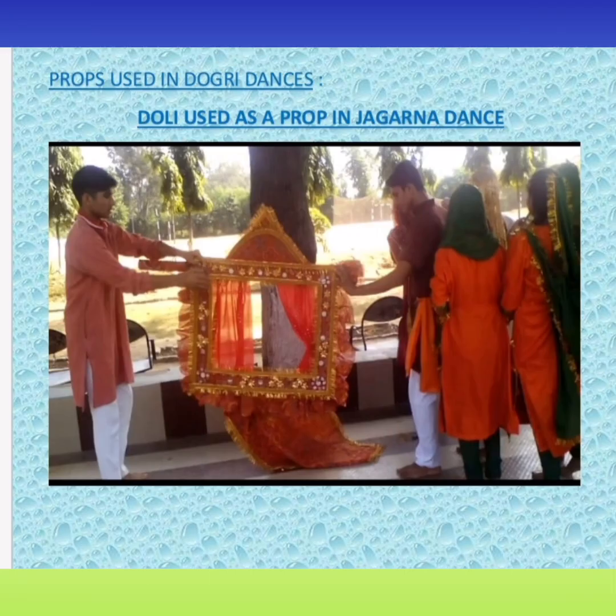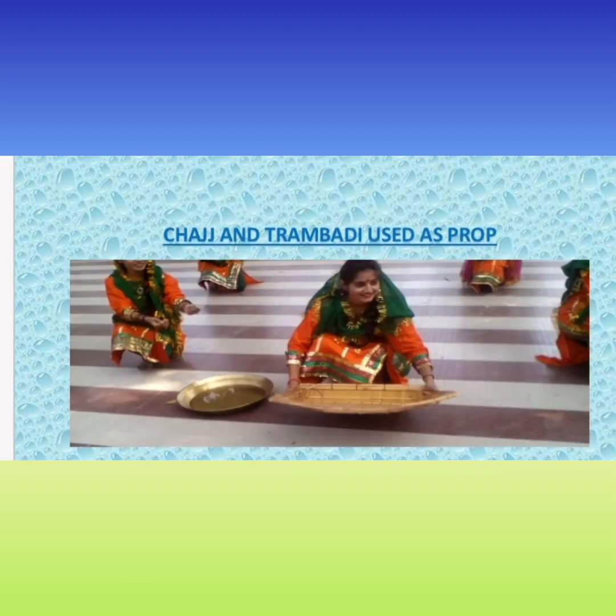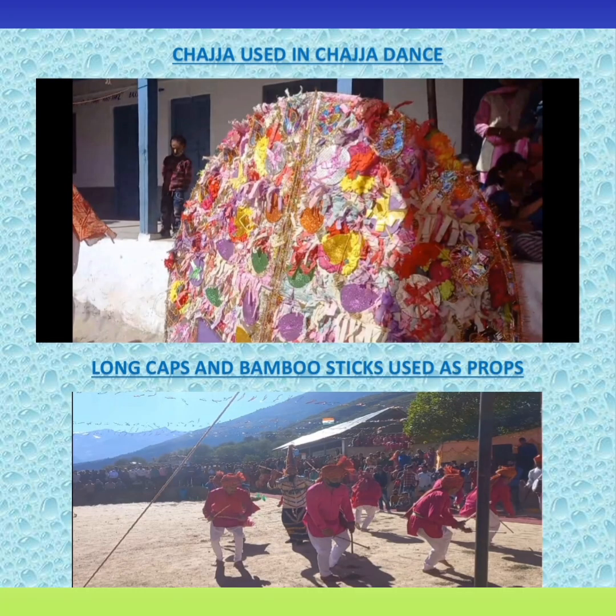Let us now see some of the props used in Dogri dances. The first is Doli, which is used in Jagarna dance to enhance the beauty of the dance. The chhaj and trambadi is also used as prop in many dances. The next prop which is used in Dogri dances is known as chhajja. It is used in chhajja dance.